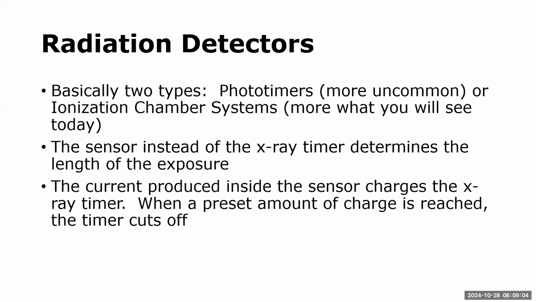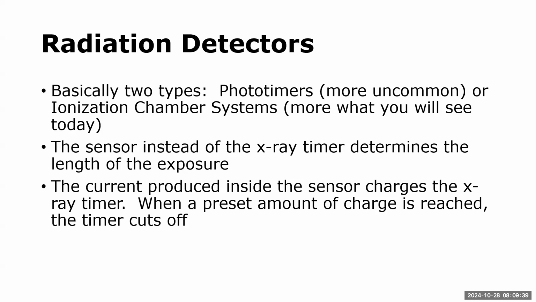So these radiation detectors, there's generally two types. We have photo timers, which is an older term. It's older technology, but you're going to hear a lot of the older techs like me still say, let's photo time that. When we say that, we mean let's use the AEC. So it's an older term, but again, we sort of use it interchangeably, even though it really isn't. So we have photo timers, which again are more uncommon these days, or ionization chamber systems, which is more of what you're going to see today.